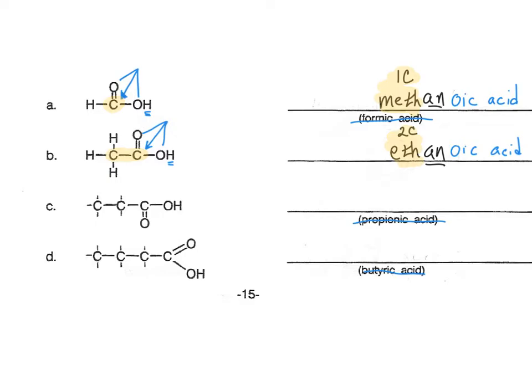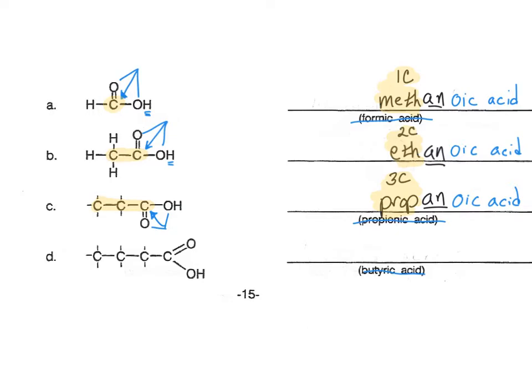Let's go on to compound C. Here's our carboxyl group. There's our carbon number 1. Now we look at this. There are 3 carbons. So the ending is oic acid. AN goes in front of that. 3 carbons, so prop. This is propanoic acid. Again, the name down below is not correct. It is a common name. It is not one that's commonly used.